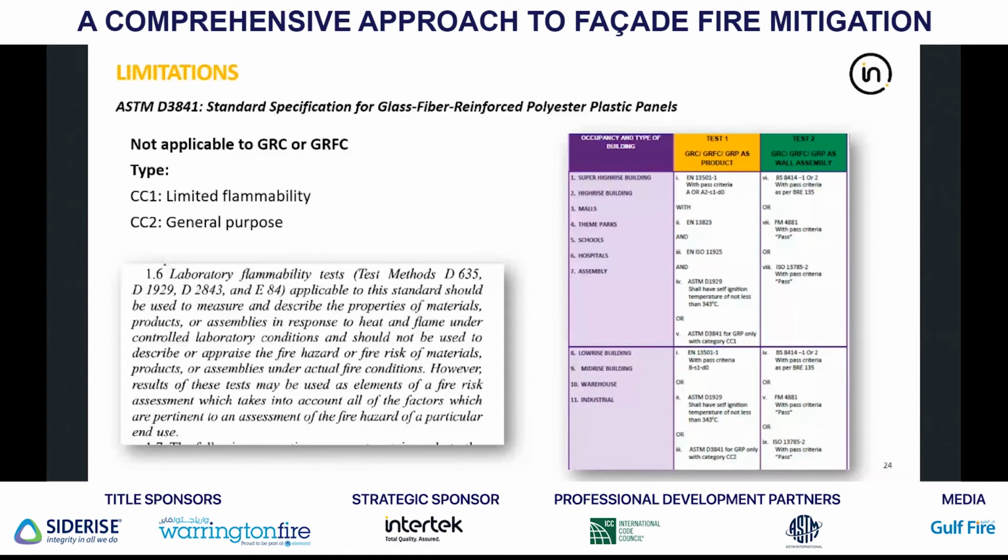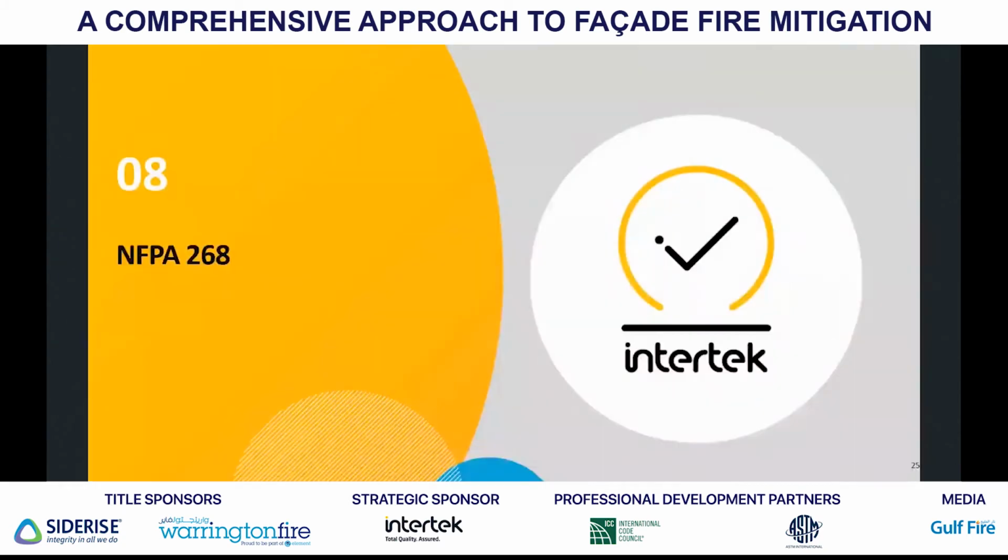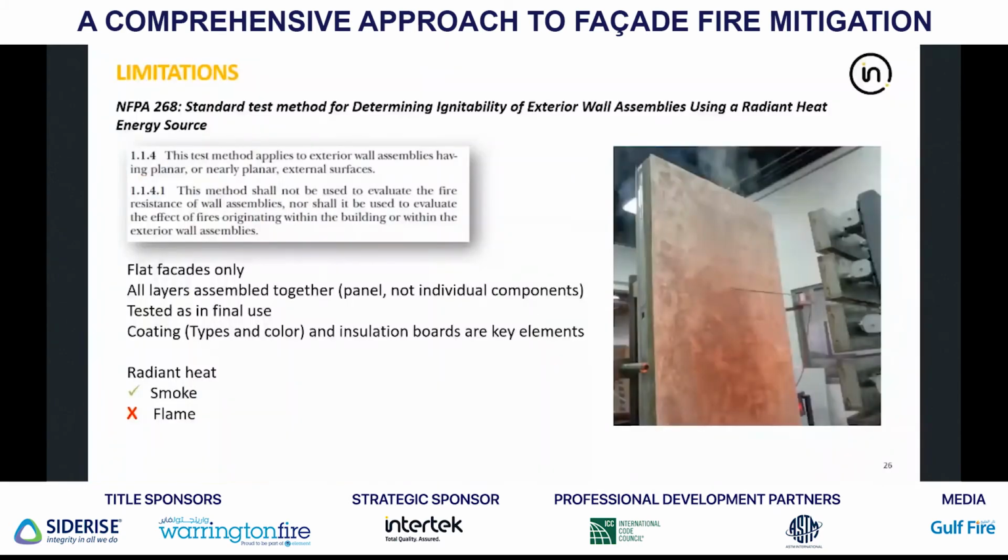The methods themselves to obtain either one or the other would be your standard American methods. You have D1929, you have E84 here that we've discussed already. And lastly, of these standards that we're going to discuss is NFPA 268.